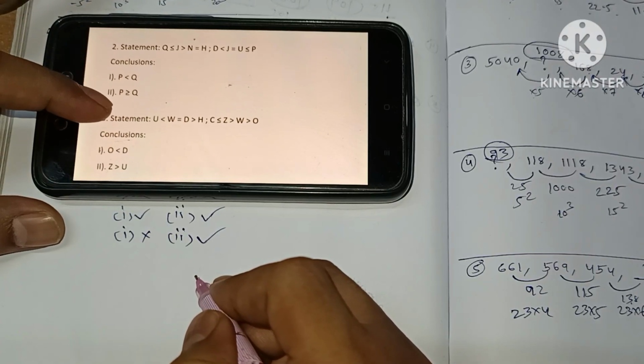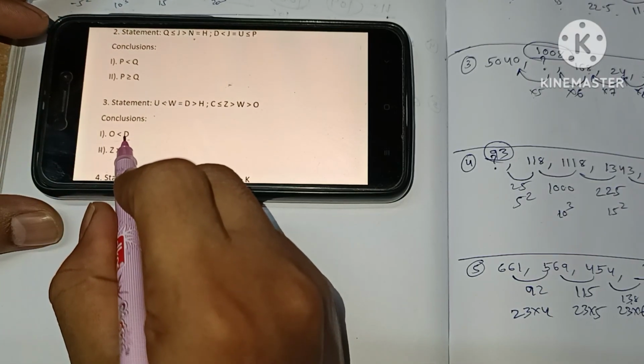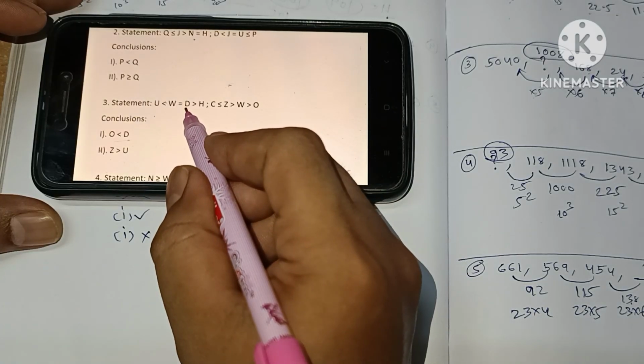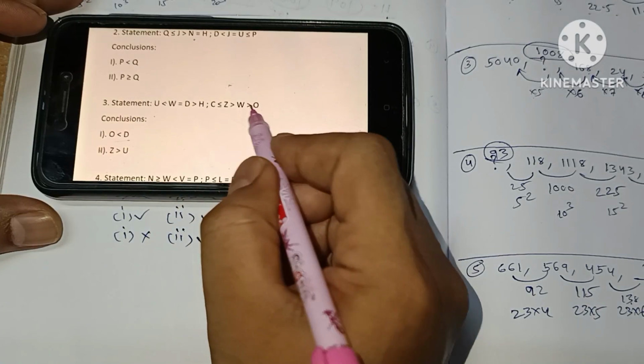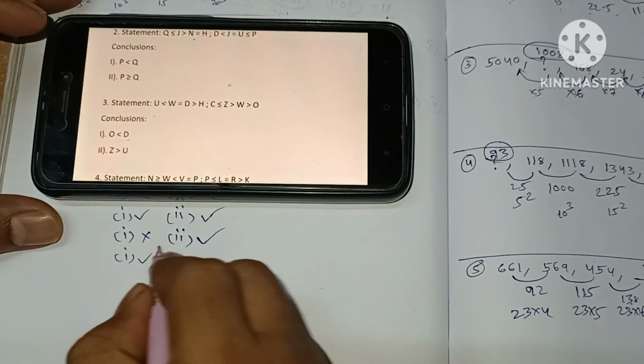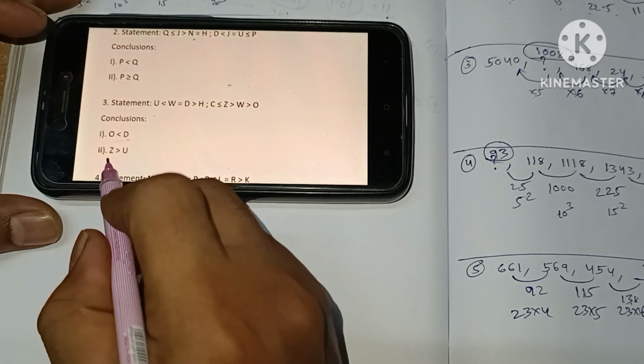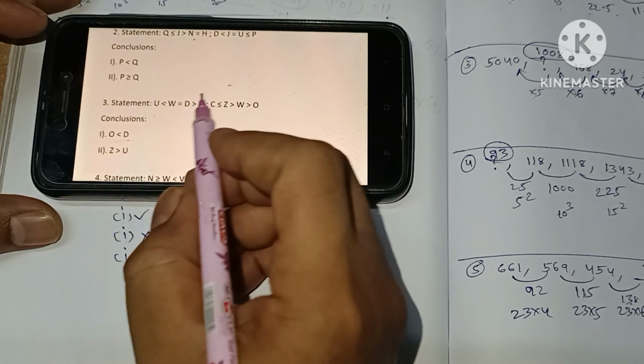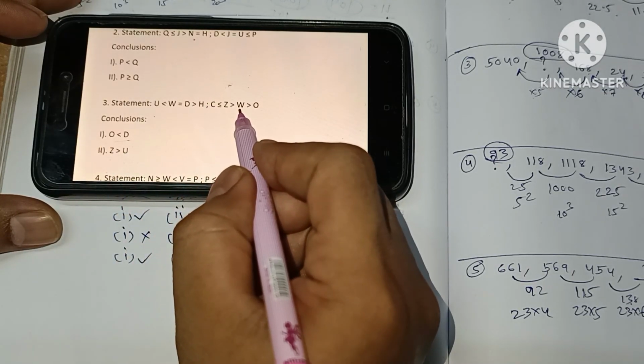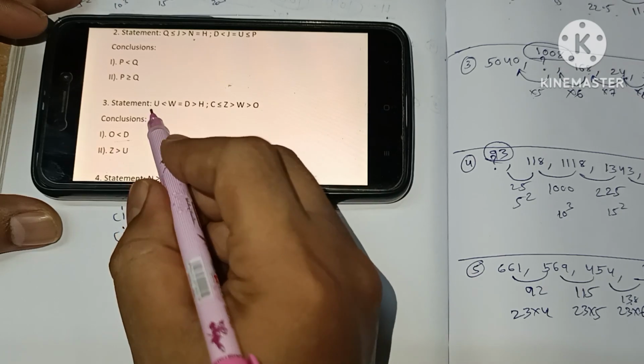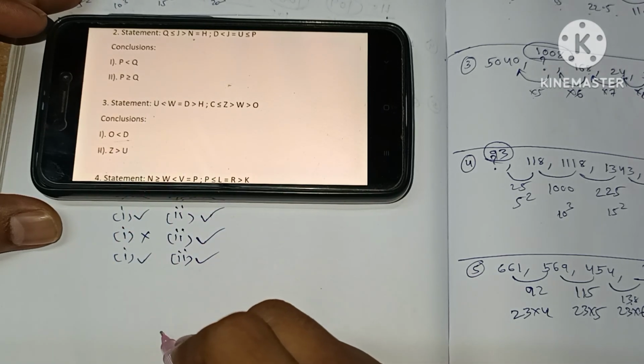Next, third question, the flow from D to O. From D we can reach W, from W we can reach O. So the first conclusion will be true. Second conclusion, the flow from Z to U. From Z we can reach W. From W we can reach U. So the second conclusion is also true.